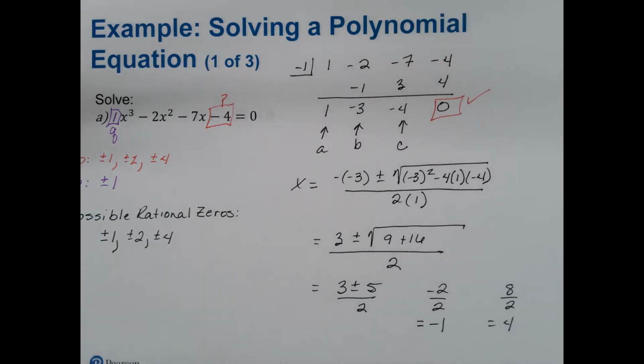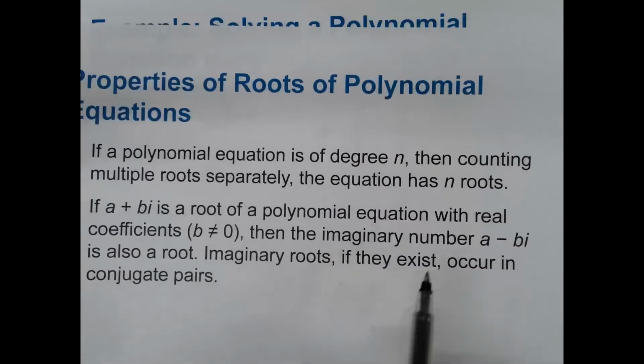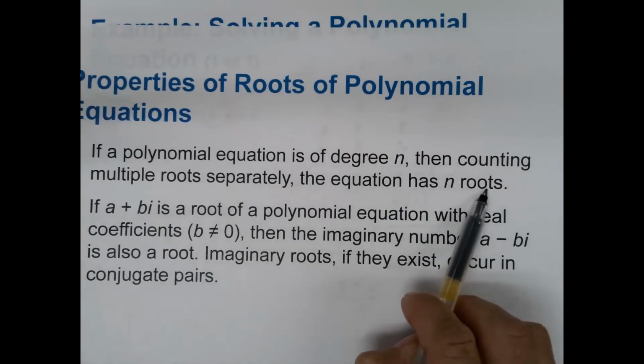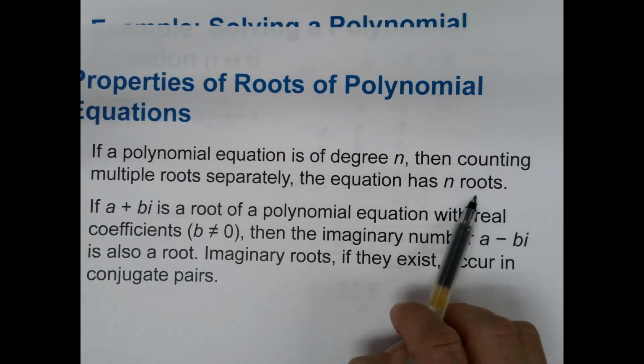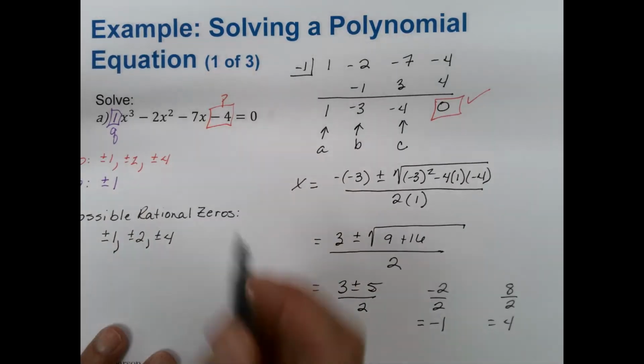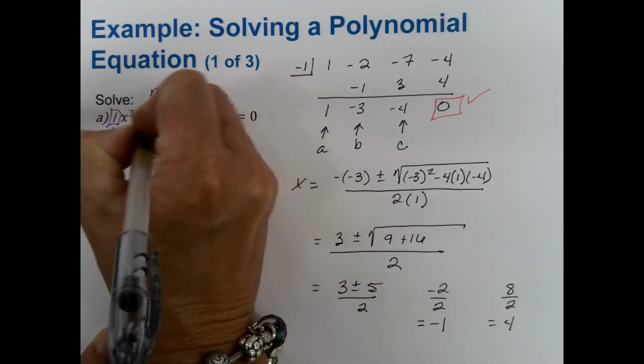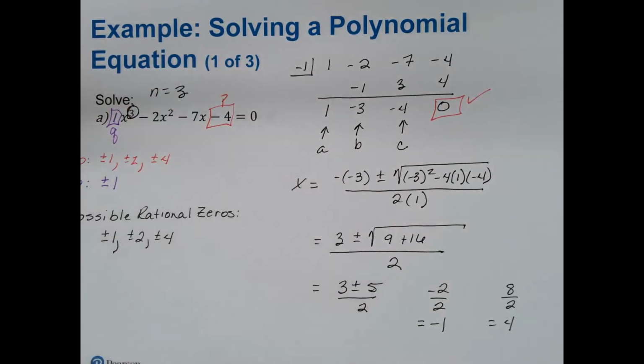Let me go back and say one other thing. Remember that you will have n roots or n zeros. N is the degree of the function. Our function was a cubic polynomial. We're going to have 3 zeros here. Some of them can be repeated.